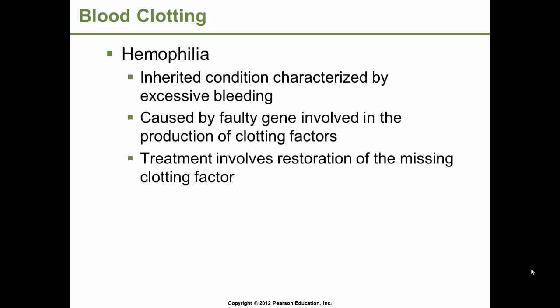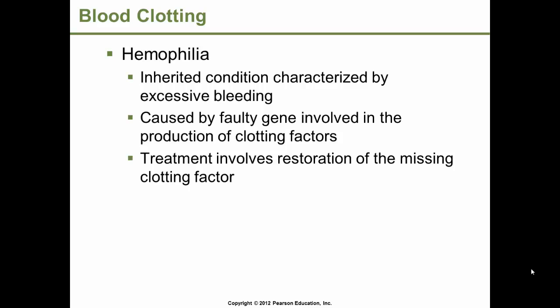Hemophilia: because hemophilia is an X-linked recessive, it's more common in males. Symptoms seem to appear in childhood when the child becomes more active. Excessive internal bleeding can damage nerves, or bleeding into joints can also lead to crippling. It's caused by a faulty gene involved in the production of clotting factors.